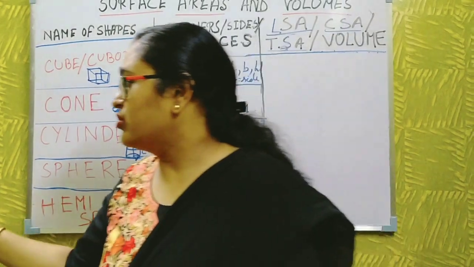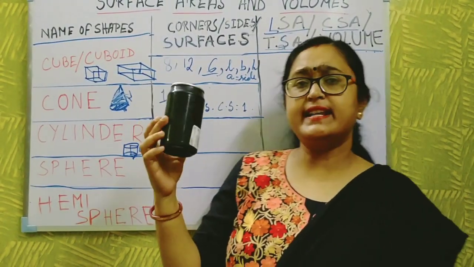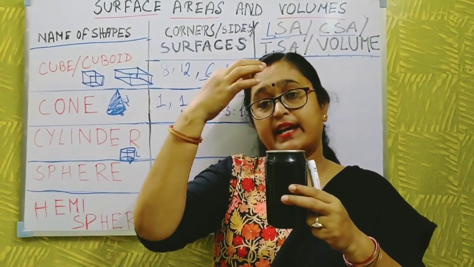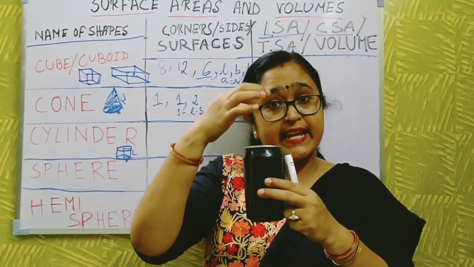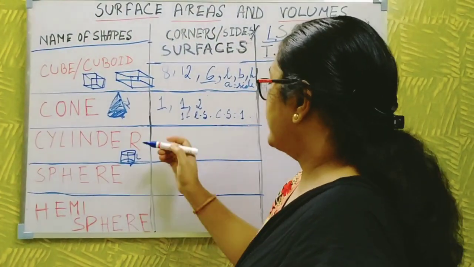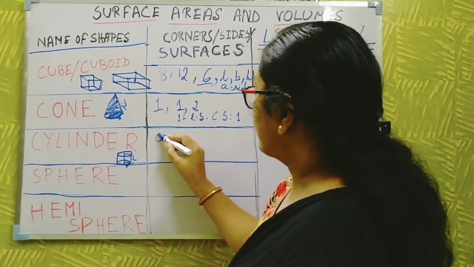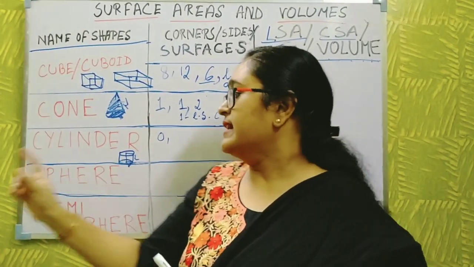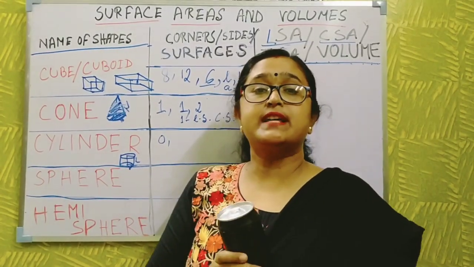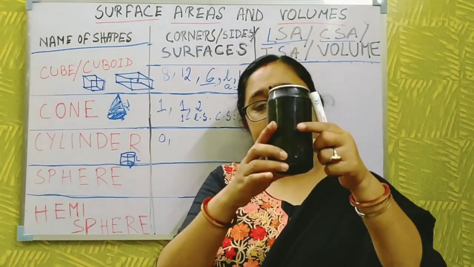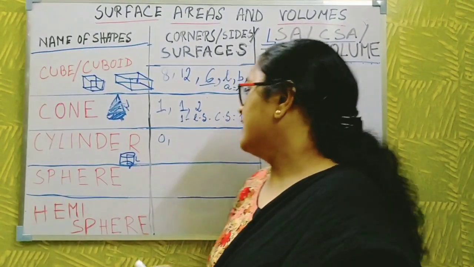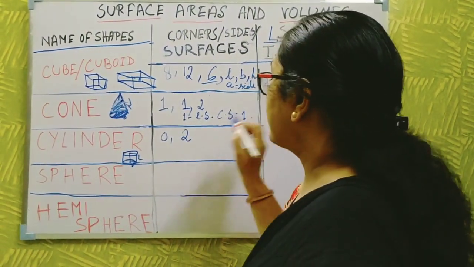Now just look. Is there any corner? No, there is no corner. Is there any tip? No. That's why the corners of a cylinder are 0. And then how many sides are there? Here is one side and here is another side. Two sides are there.